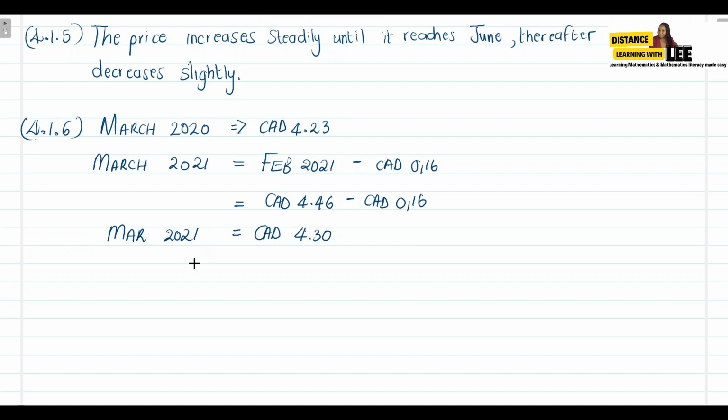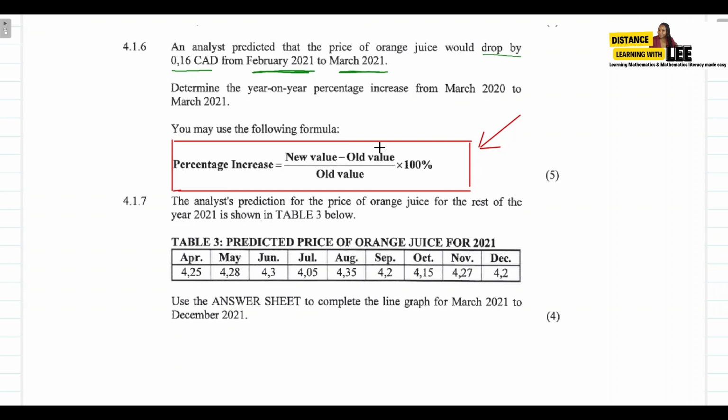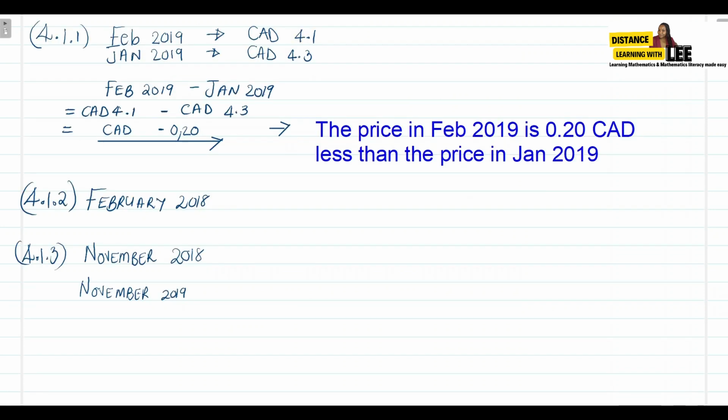However, we are not done. We still need to find the year-on-year percentage increase from March 2020 to March 2021 using the formula that is given to us here. I'm going to substitute the new value. What is the new value? The new value is the value that we got for March 2021. What is the old value? The old value is the value that we have for March 2020, and you multiply it by 100. So let's do that.